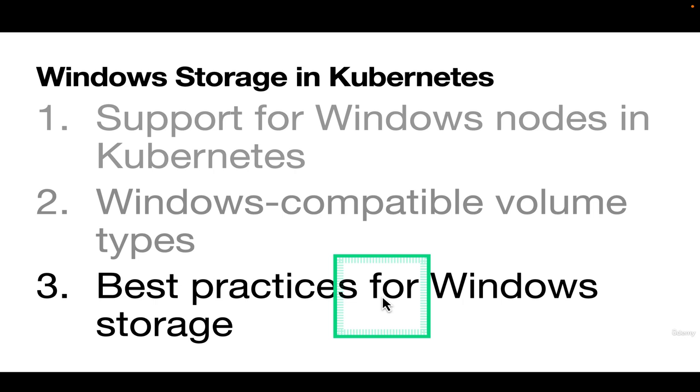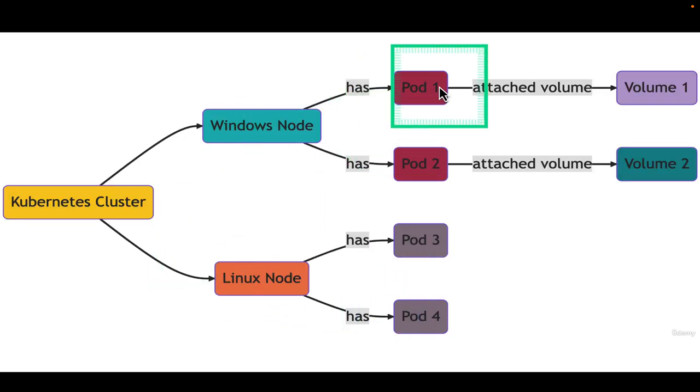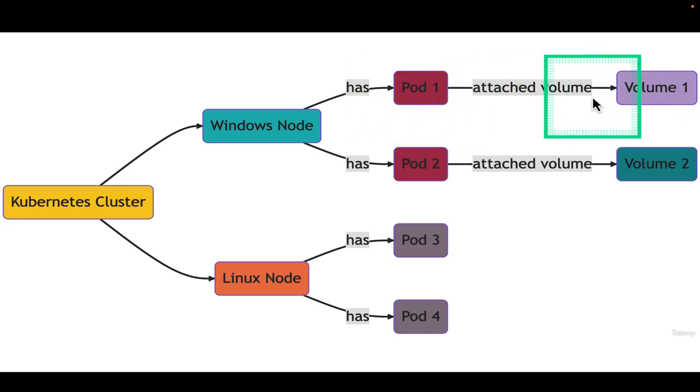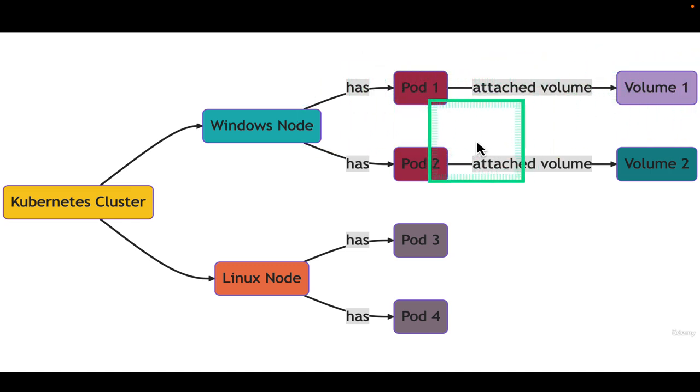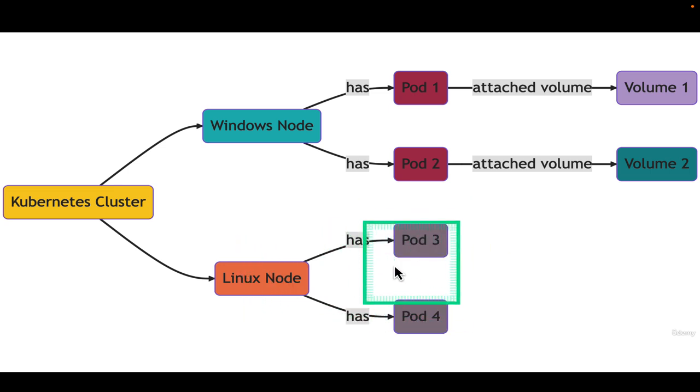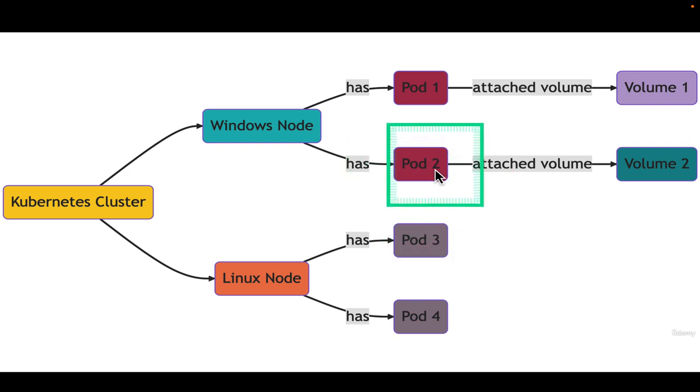So you have a Windows node, and if the volume attached to this pod is Windows type, then it gets attached, otherwise it wouldn't. And then you have a Linux node, but those are not Windows type pods. So basically the operating system of the pod or container, I can say, is not of Windows type.